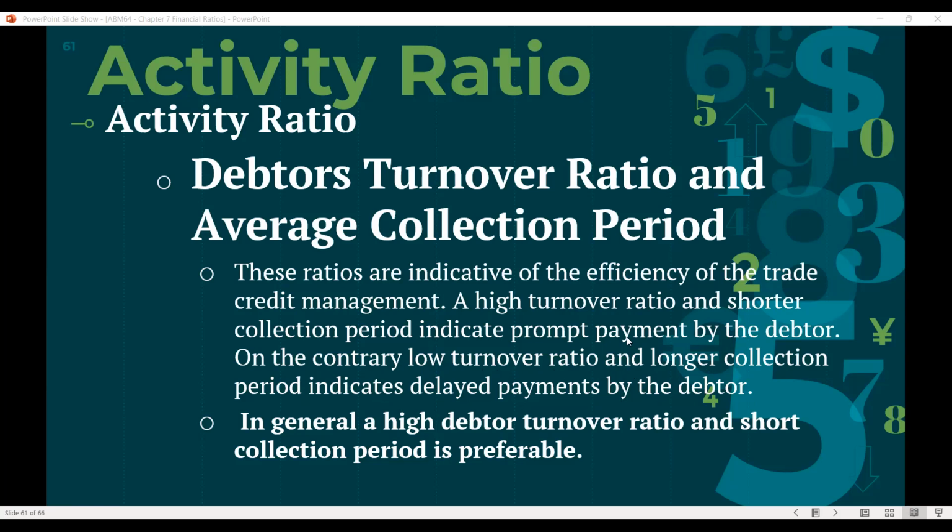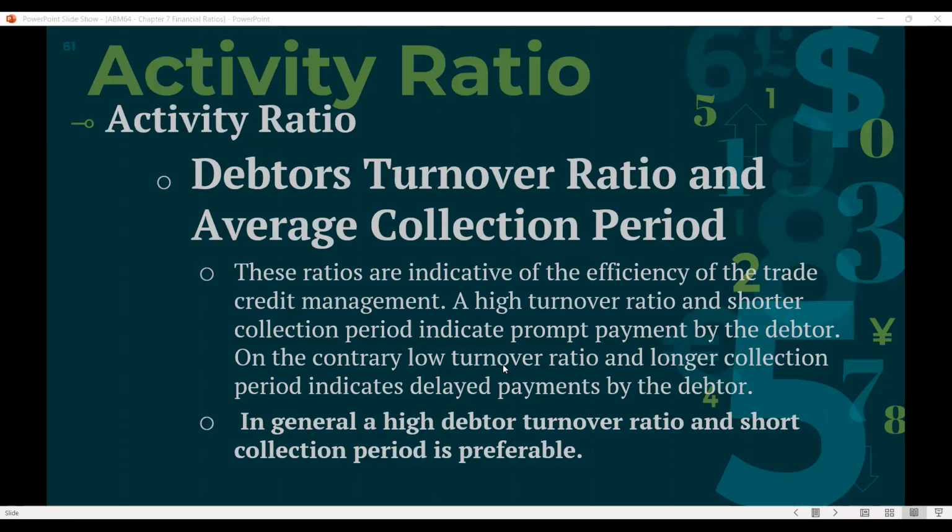But if the turnover ratio is low, that means it takes you long to collect, probably because of factors. But most of the factors say there is delay. Delay in payment by your debtors. So in general, a high debtor turnover ratio and short collection period is preferable. So if possible, high turnover ratio and also short collection period. The shorter the collection period, the more efficient you are in managing your credit. So let's continue. That's for the debtors turnover ratio.